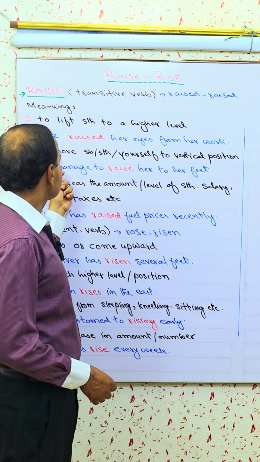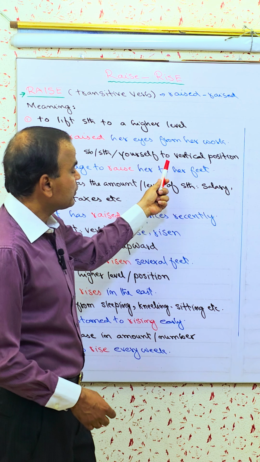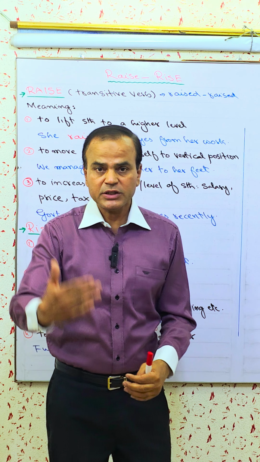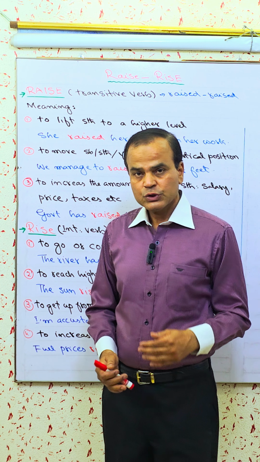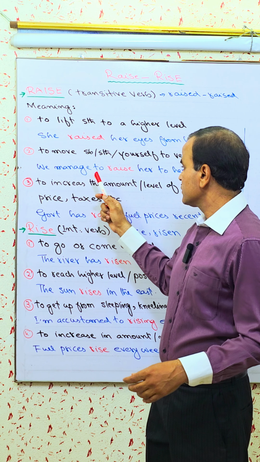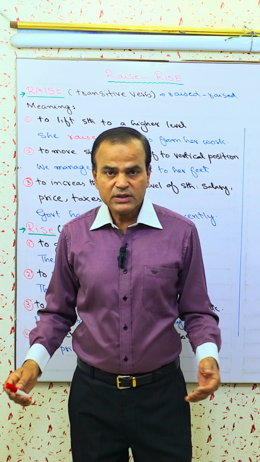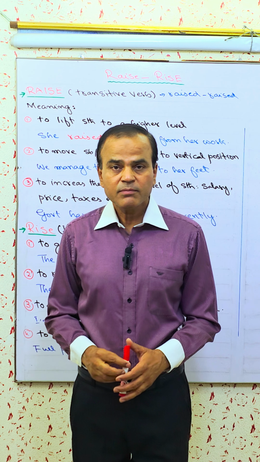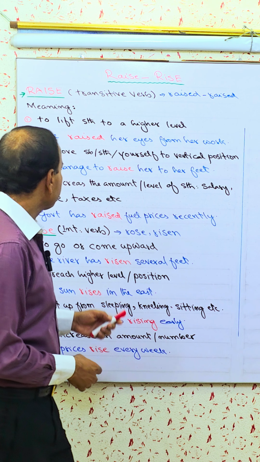Secondly, to move something, somebody or yourself to a vertical position. Vertical, not horizontal, vertical position. So this is the second meaning of the verb. Like we managed to raise her to her feet. Means she was not able to stand and we raised her to her feet.